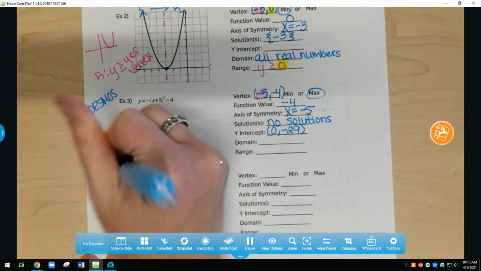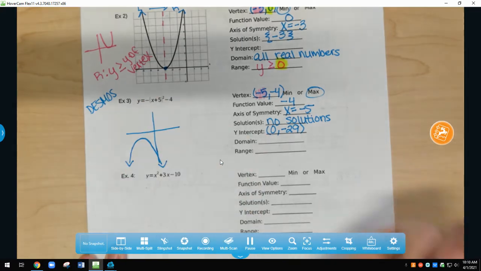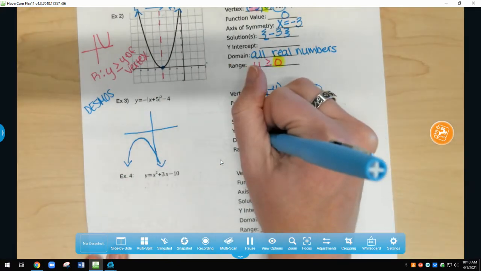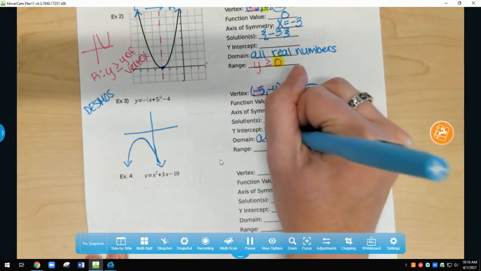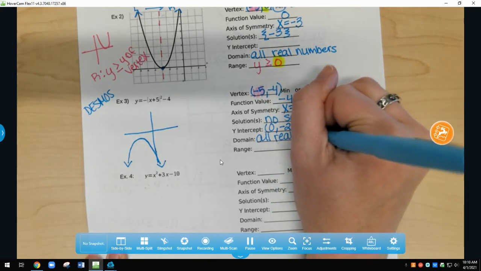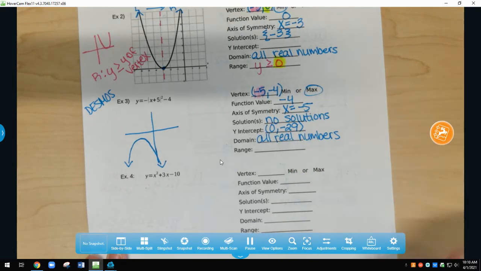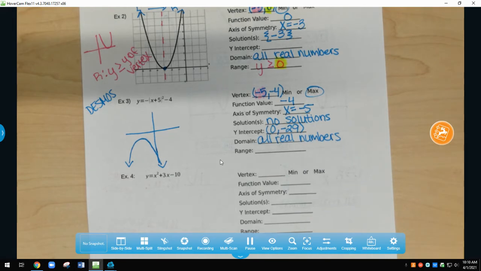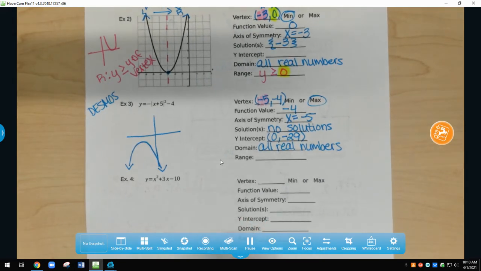I can keep zooming out in Desmos, and it's going to go on forever. So my domain is all real numbers. Notice all the domains have been all real numbers. So that should be a gimme question if it's on a test. Domain for quadratic, all real numbers.